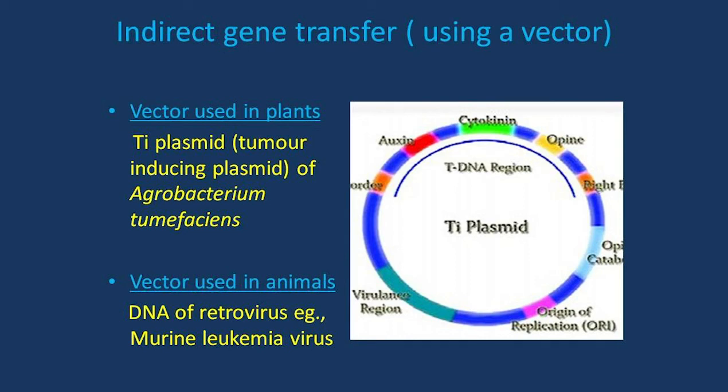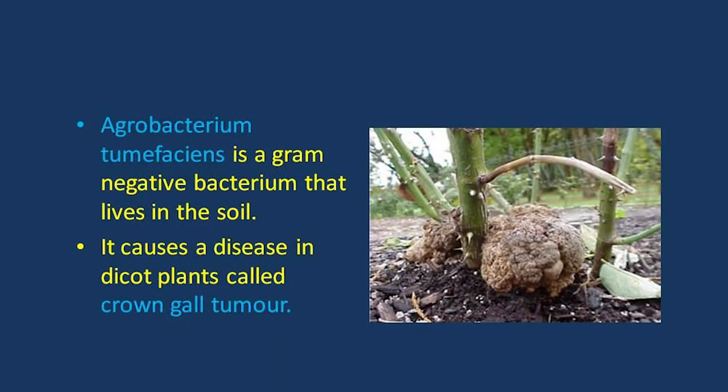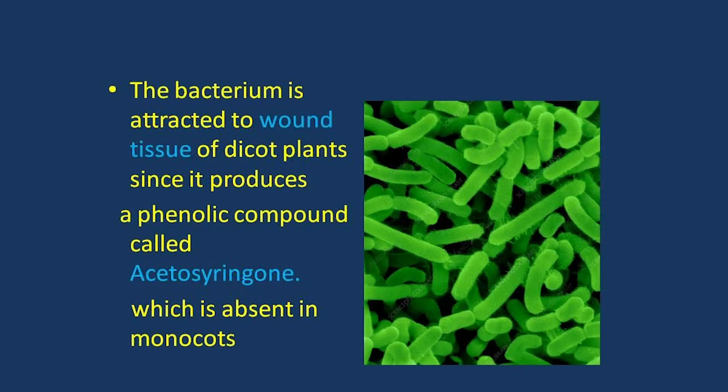Now let us look at the TI plasmid. Agrobacterium tumefaciens is a gram-negative bacterium that lives in the soil. It causes a disease in dicot plants called crown gall tumor. The bacterium is attracted to wound tissue of dicot plants since it produces a phenolic compound called acetosyringone. This compound is absent in monocots. That is why Agrobacterium does not infect monocots.